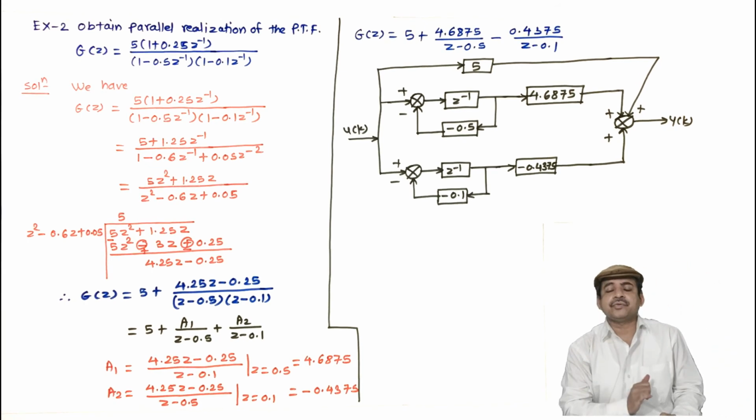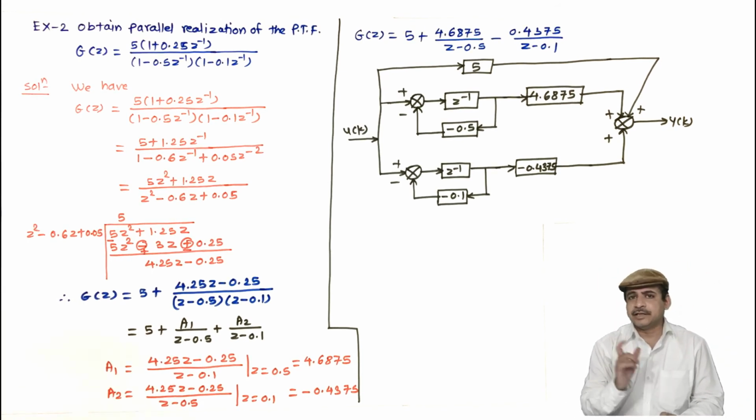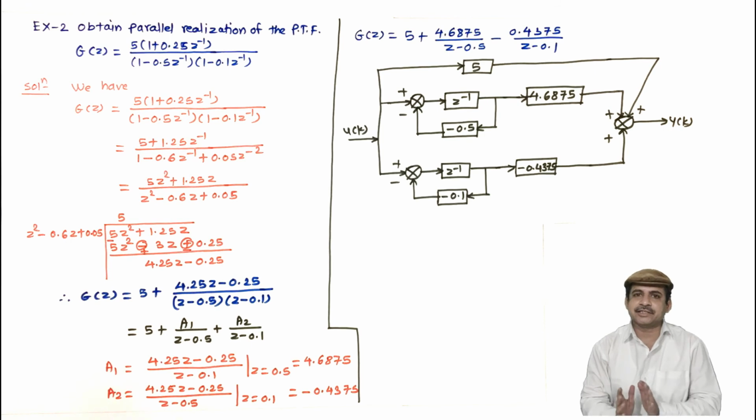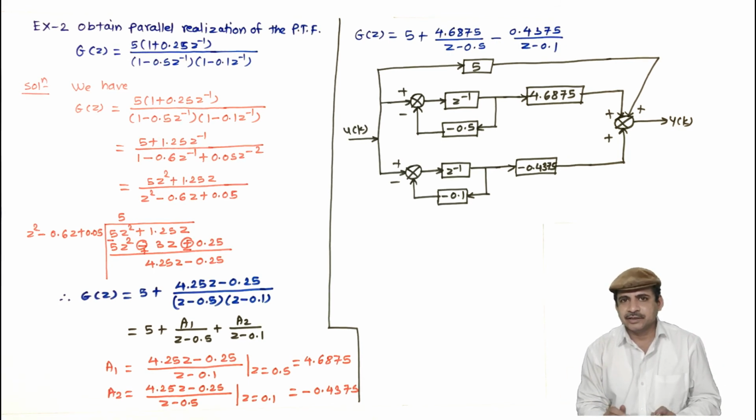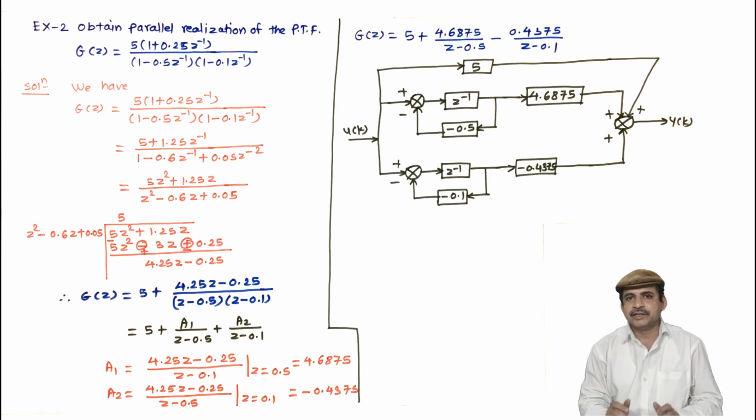So in a cluster of 3 lectures, we have seen the realization of pulse transfer function. In the first one, we saw the direct realization, with a couple of examples. In the second lecture, we have seen the cascade realization of the same pulse transfer functions considered in lecture number 1, and then we did it for the parallel realization.